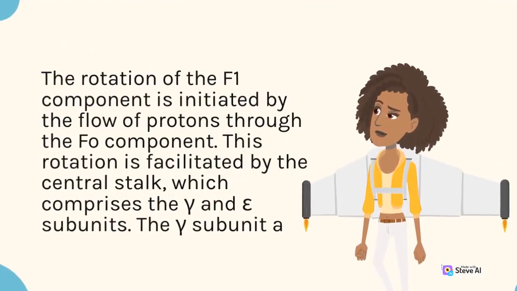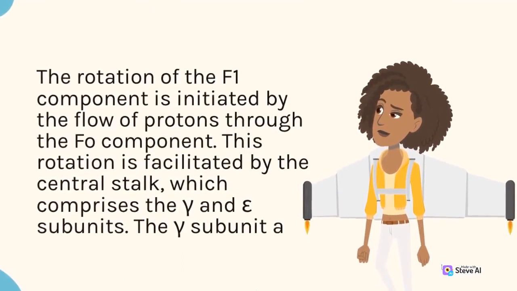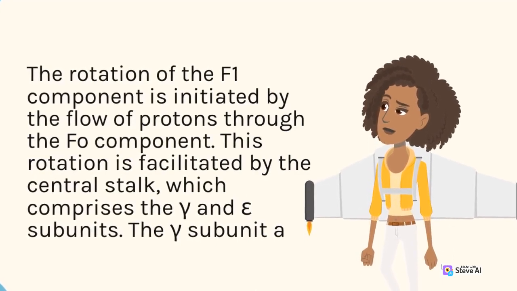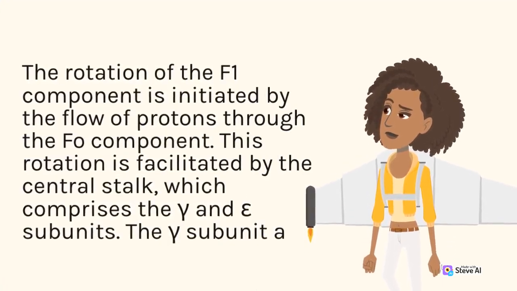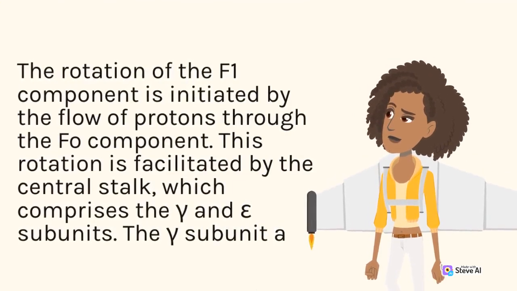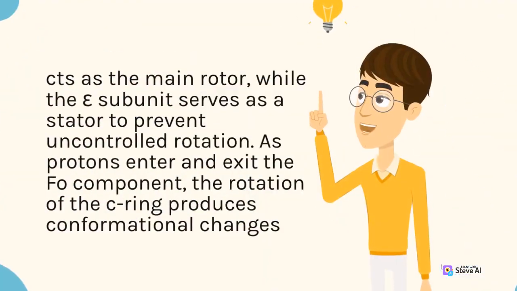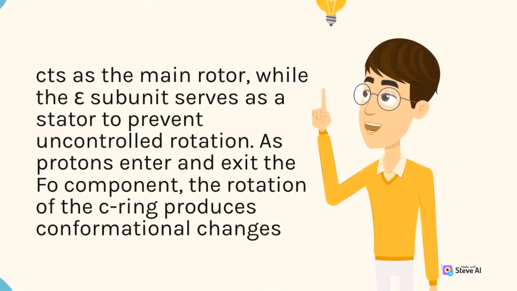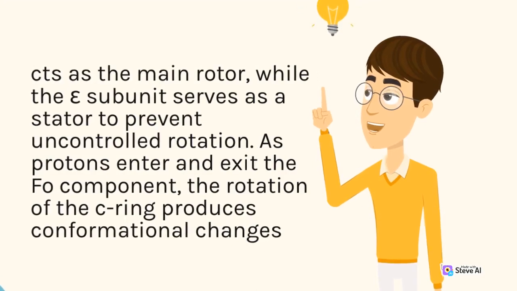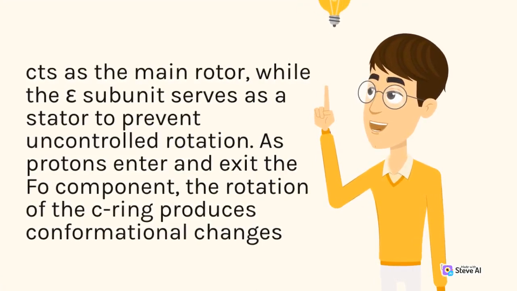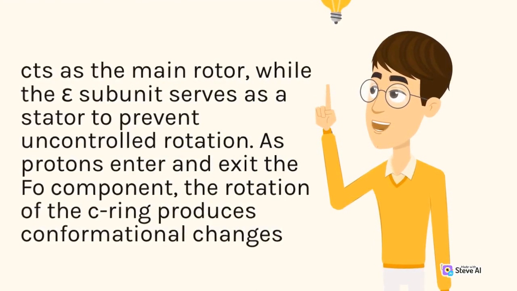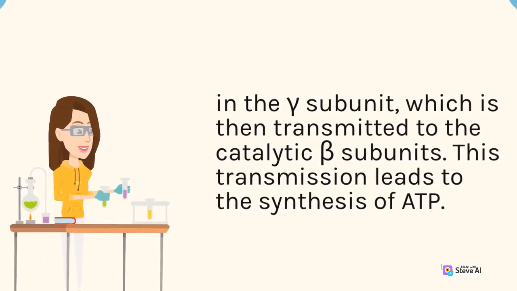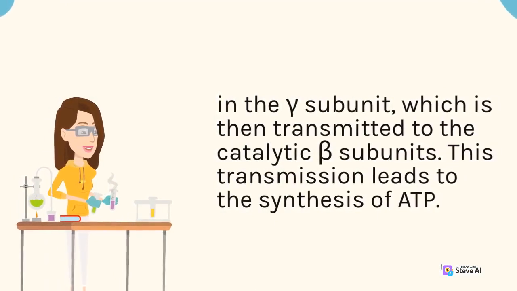The rotation of the F1 component is initiated by the flow of protons through the Fo component. This rotation is facilitated by the central stalk, which comprises the gamma and epsilon subunits. The gamma subunit acts as the main rotor, while the epsilon subunit serves as a stator to prevent uncontrolled rotation. As protons enter and exit the Fo component, the rotation of the C ring produces conformational changes in the gamma subunit, which is then transmitted to the catalytic beta subunits. This transmission leads to the synthesis of ATP.